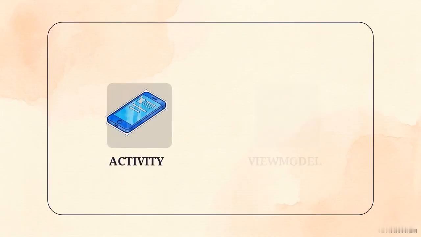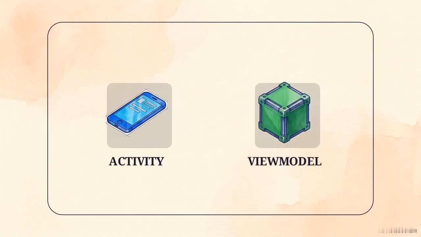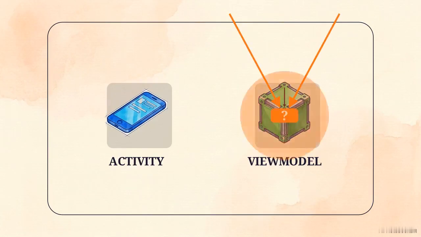This container establishes a strict division of labor. The activity is relegated exclusively to displaying the UI and routing user events. The view model has exactly one responsibility. It owns and modifies the state. Without a firm boundary, multiple UI components can silently overwrite data in unpredictable orders, creating race conditions.